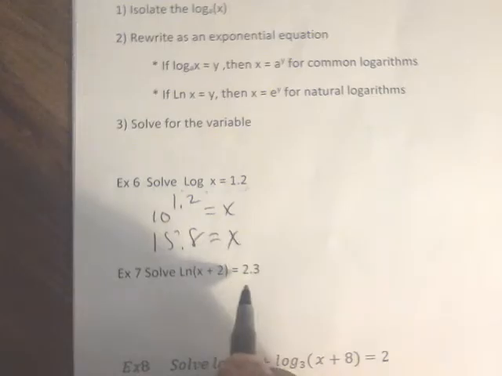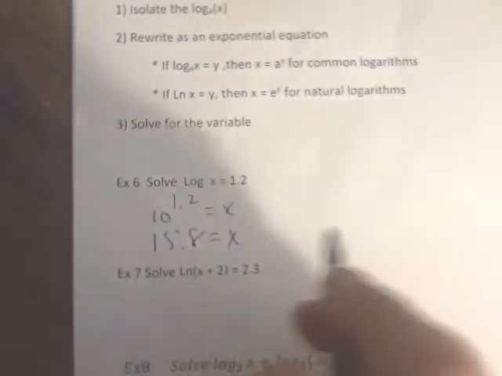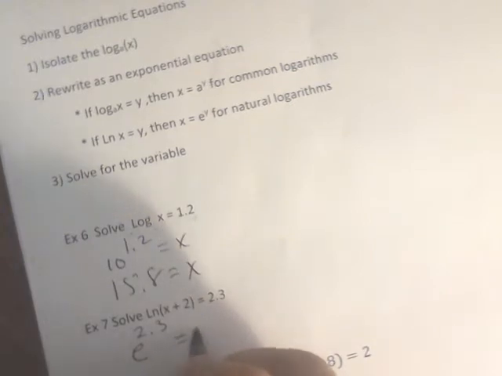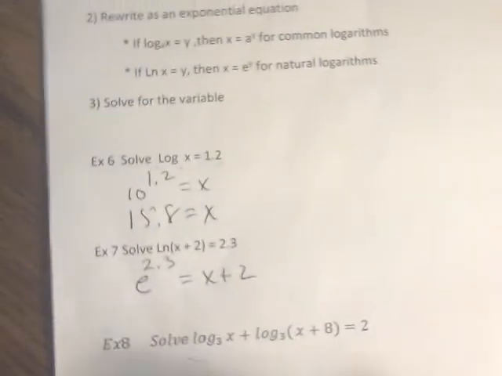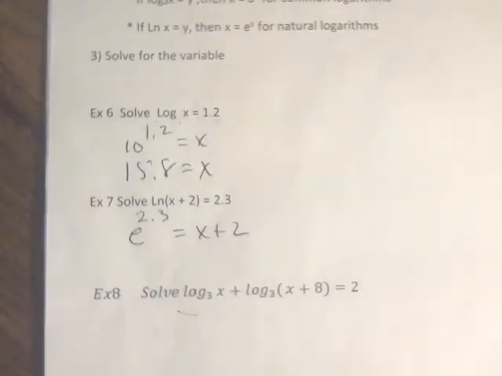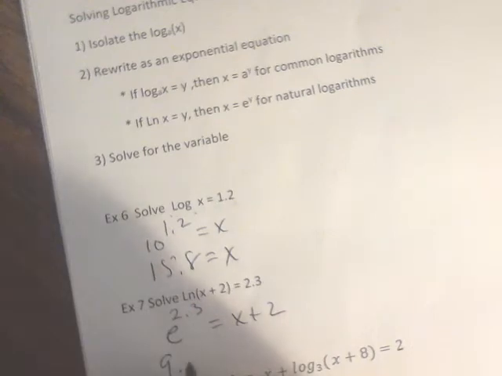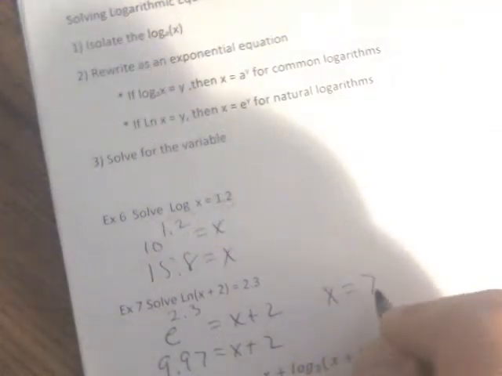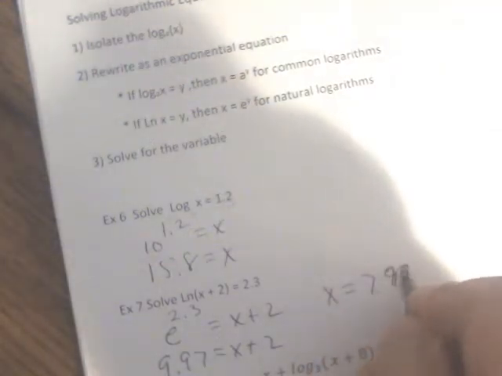Solving natural logarithms, only difference is your base is e. So my base is e, my power is 2.3, and that's equal to my x plus 2. So I do e to the 2.3, and I get 9.97 equals x plus 2. Subtract 2, so x is 7.97. Whoops, can't talk right.